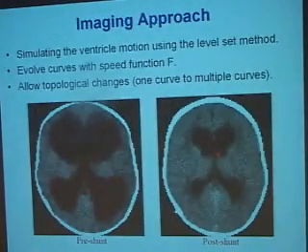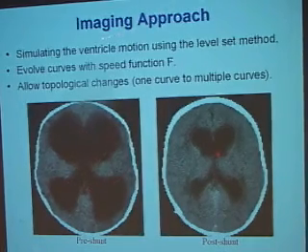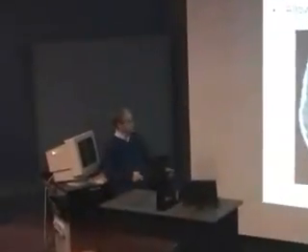Now, one way to do it is to use medical imaging. That sounds reasonable because when you diagnose a patient, you actually get a medical image. You do either an MRI or a CT scan, and you get an image of the brain and the ventricle. So you have the images, so why not use them, right? This imaging approach is this: you do some segmentation to get the boundary of the ventricle, and then you get this curve.